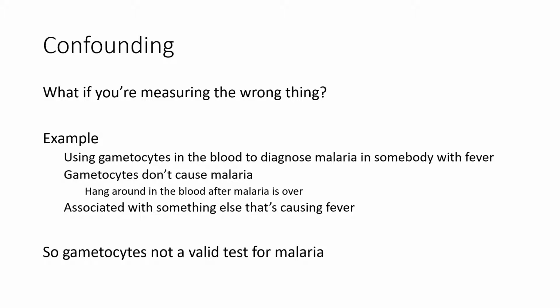Confounding is another type of bias that can arise in diagnostic testing. And what if you're measuring the wrong thing? So for example, let's say that you have someone with a fever and you're in a tropical area and you're looking to see if gametocytes in the blood can diagnose malaria. So gametocytes themselves don't cause malaria, they just hang out in the blood after malaria is over. But if you're measuring them, you may be measuring something associated with that, something else that's causing the fever. And so you're measuring the wrong thing actually. And so using gametocytes is not a valid test for malaria.